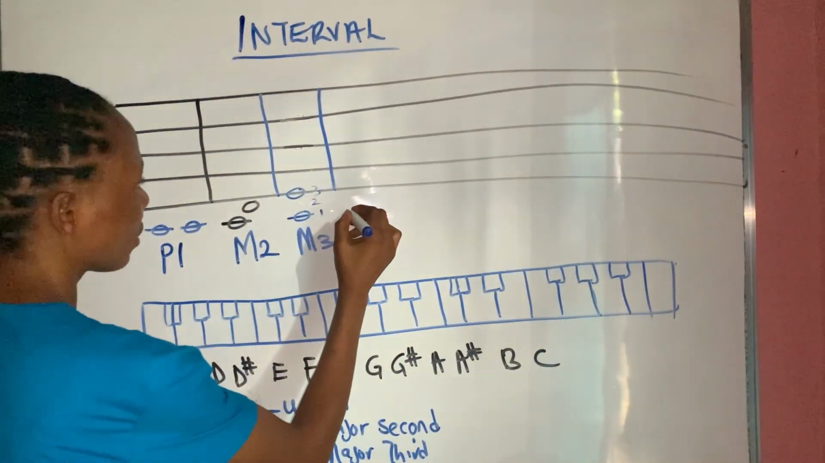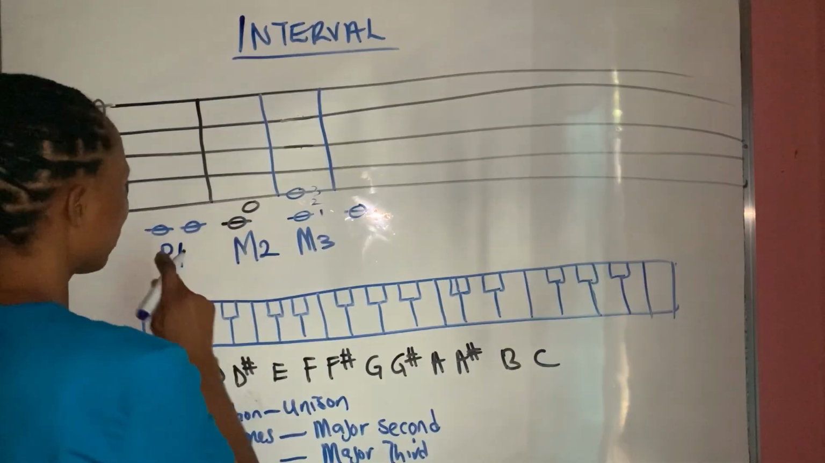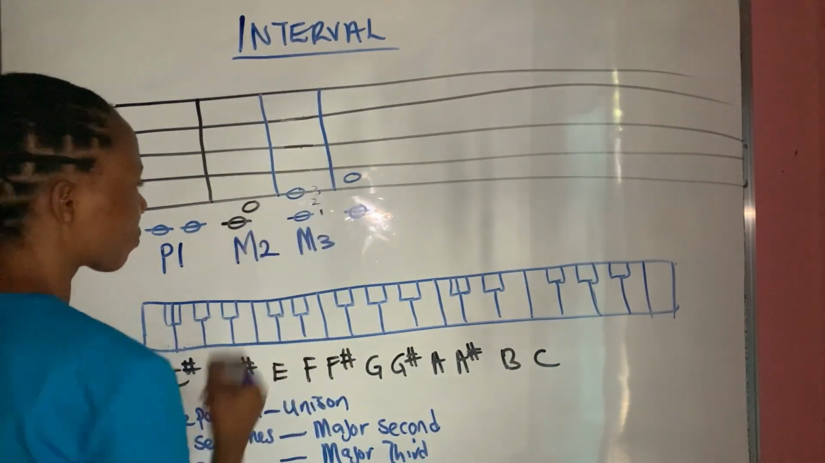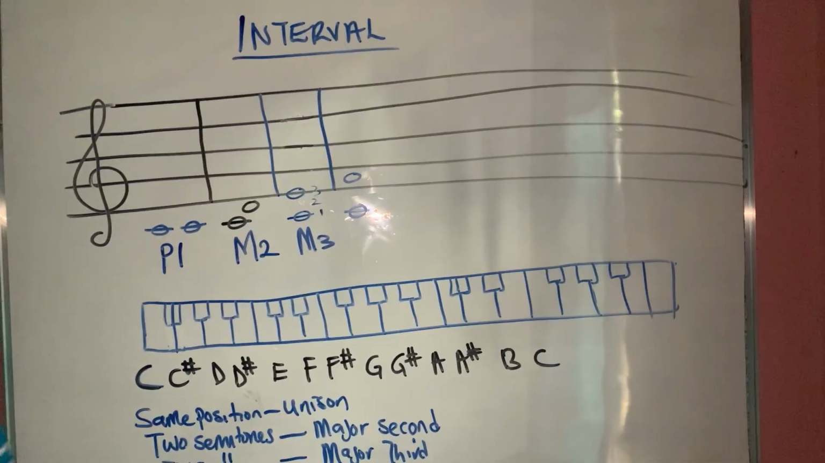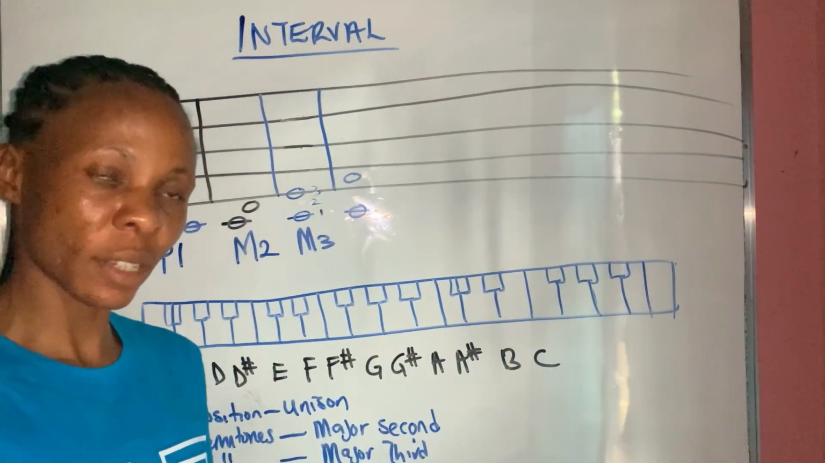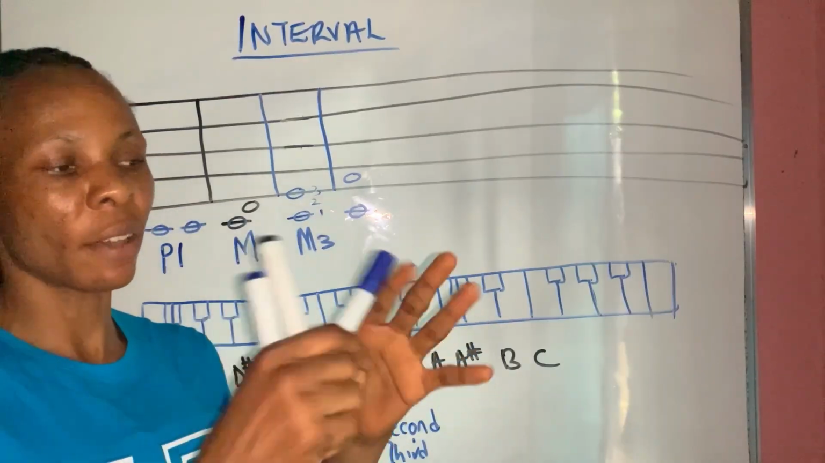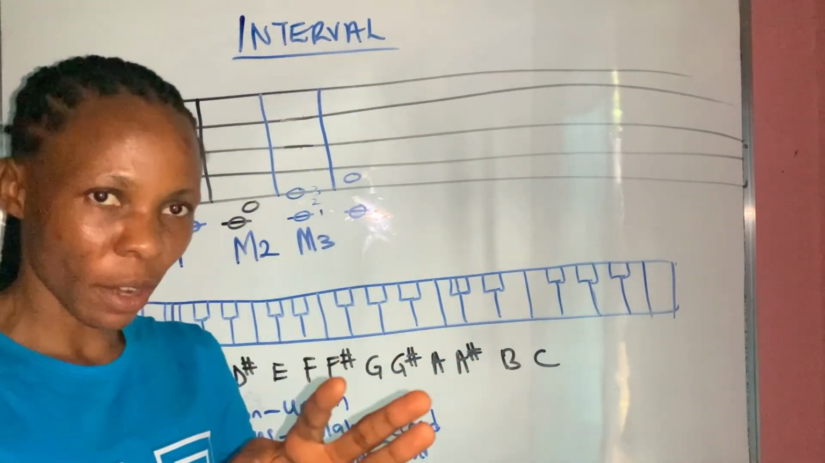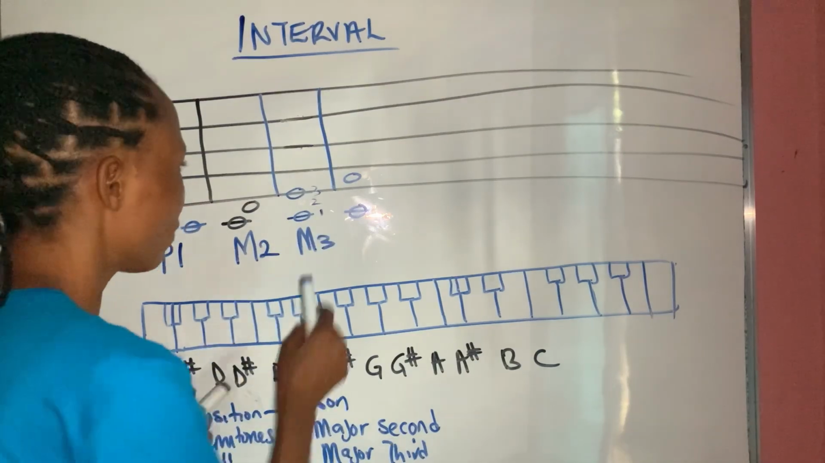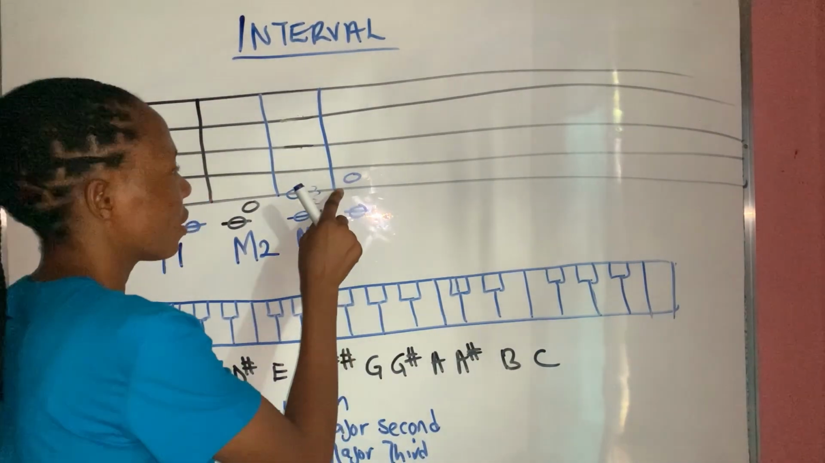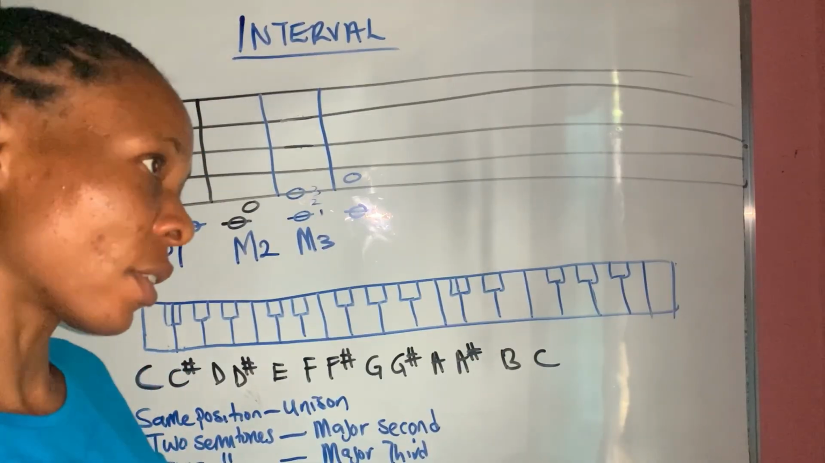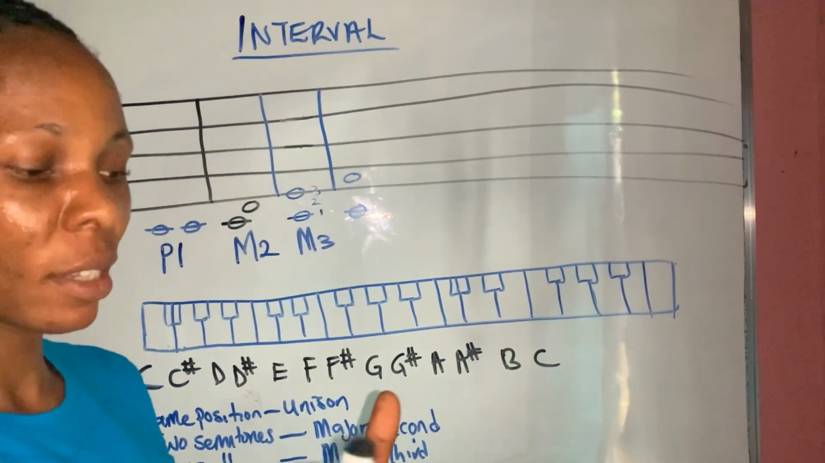Then let's consider C. We have done C to D, C to E, now C to F. C to F consists of how many alphabets? Another way of finding it is C, D, E, F. That's 4. Another way also is to count how many lines and spaces are involved on the staff: line, space, line, space. That's still 4. So you can consider it alphabetically like C, D, E, F.